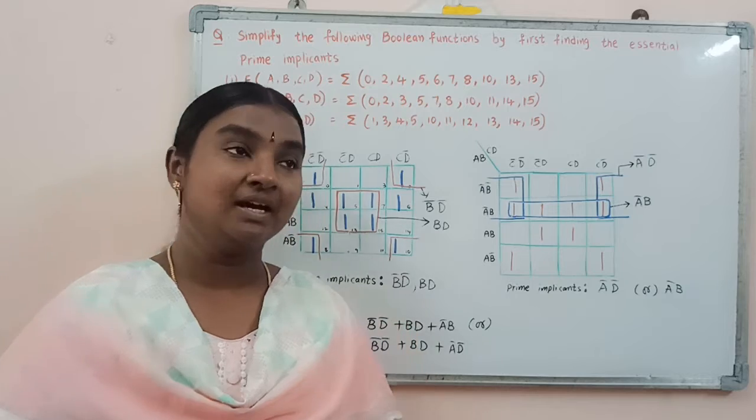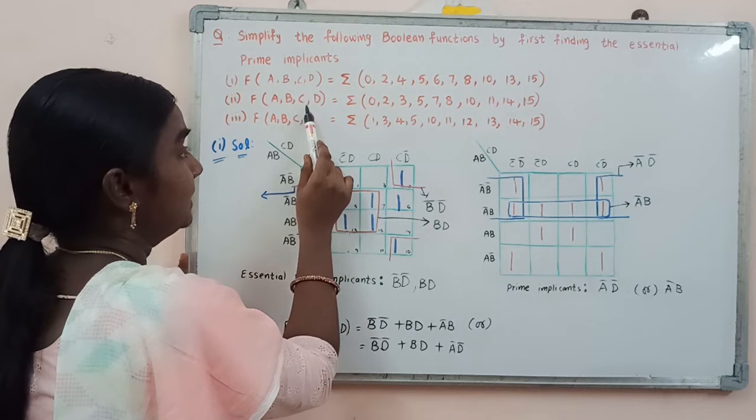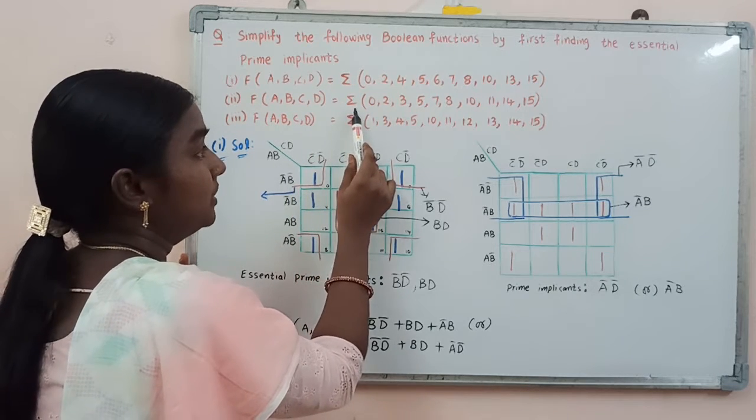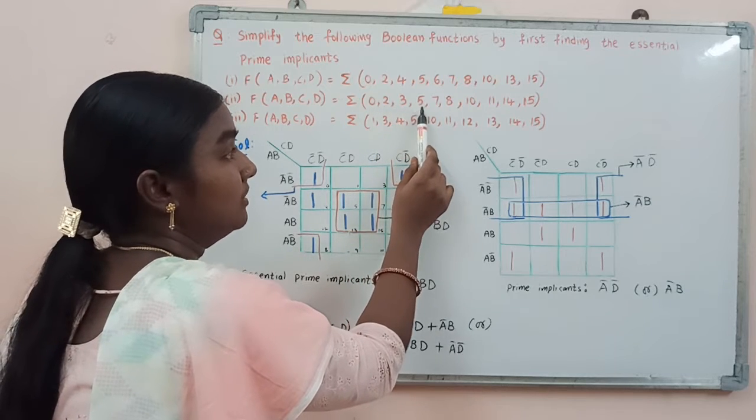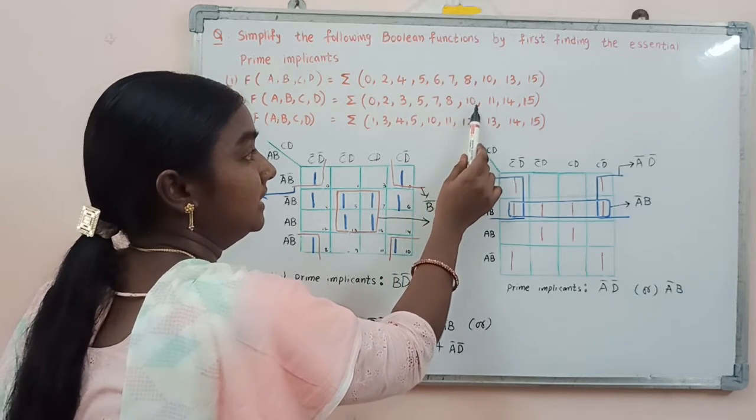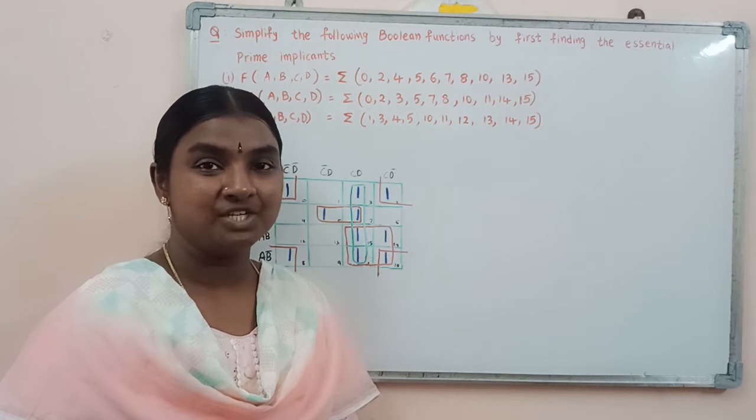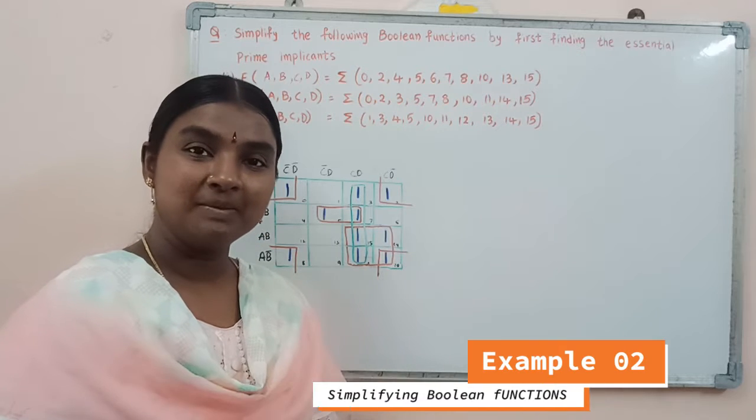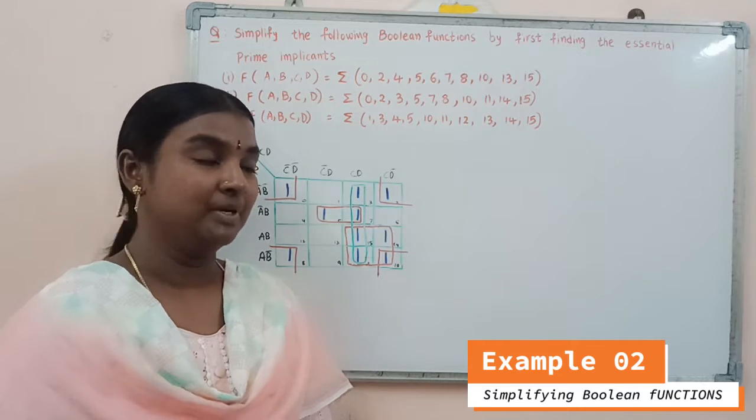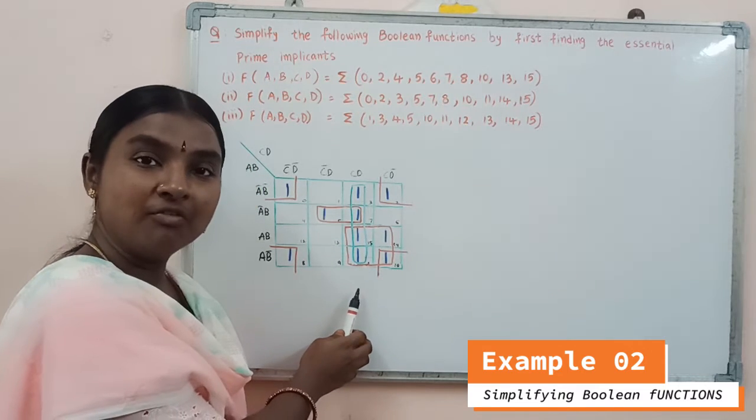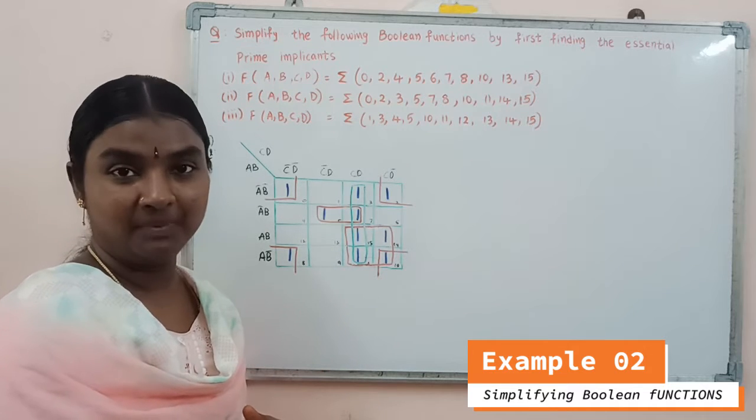Now we will consider the second question, that is, function of A, B, C, D equal to the sum of the minterms 0, 2, 3, 5, 7, 8, 10, 11, 14 and 15. Then we will simplify this function also. To simplify this function, we need to consider a 4-variable Karnaugh map. So this is the 4-variable Karnaugh map we are considering to find the essential prime implicants and prime implicants also.